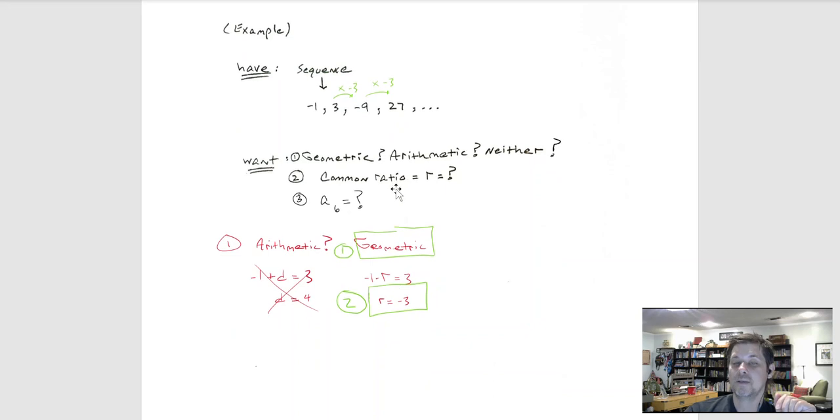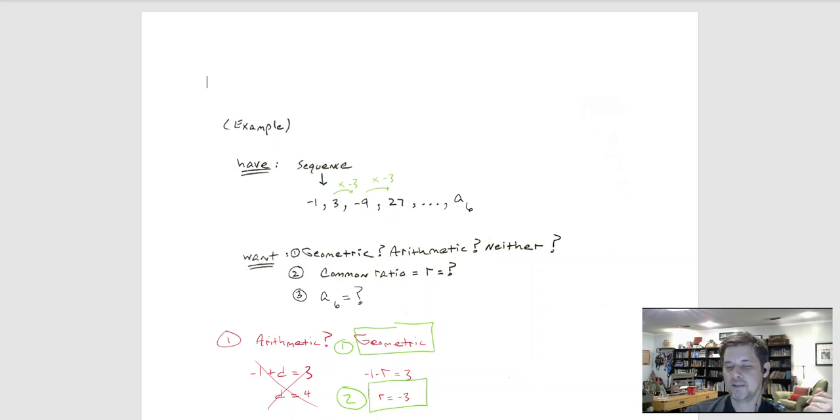Anyway, okay, one last thing. What's the sixth term? Now, of course, if I was inclined to do it this way, I could keep multiplying each term times negative 3 and getting the next term until I got the sixth term, which is what the third question's asking me for. Okay? But I want to show you the formulas, and so I'm going to do it this way.